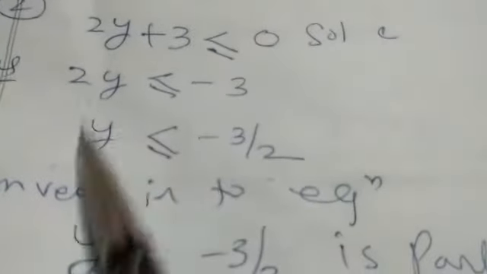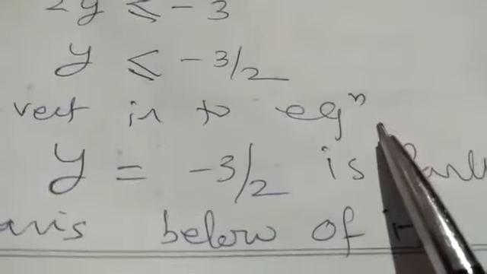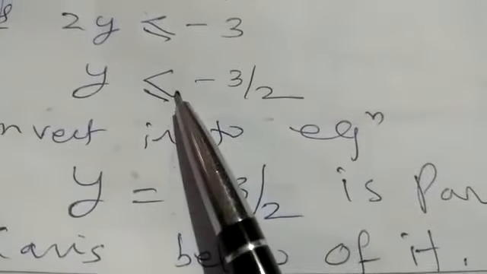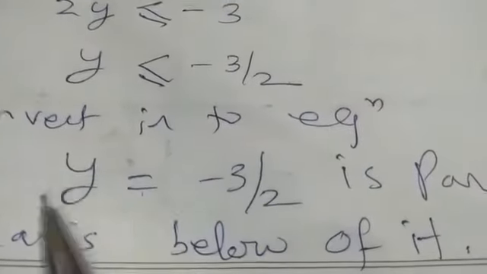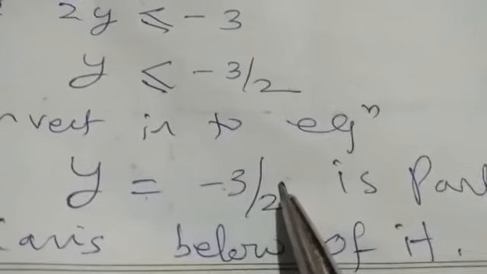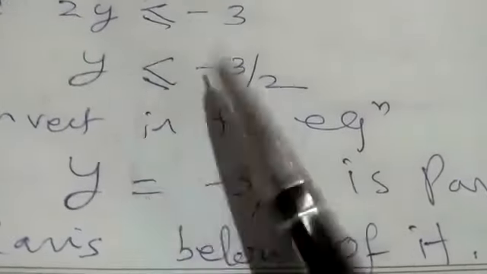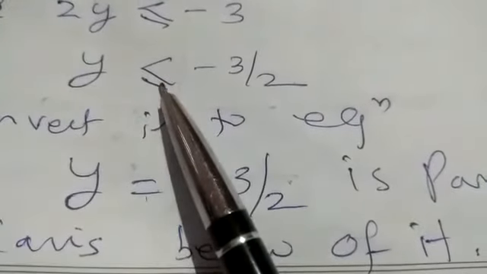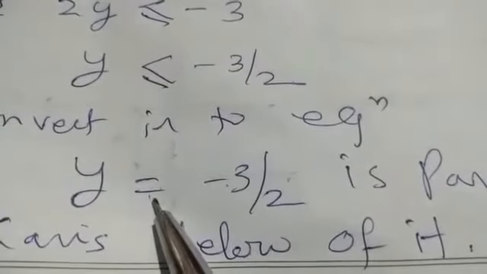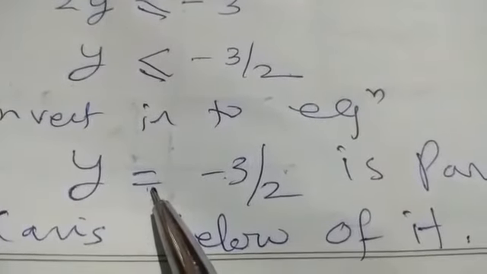We can convert it. Moving 2y plus 3's constant to the right hand side, 2y is less than or equal to minus 3. Divide by 2, y is less than or equal to minus 3 by 2. Convert into the equation: again, in place of the less than or equal to sign we use the equals to sign. So we get y equals minus 3 by 2 as the required line for that inequality. We can change the sign, either greater than or equal to or less than or equal to, with the equals to sign. This method is called converting the inequality into the equation.